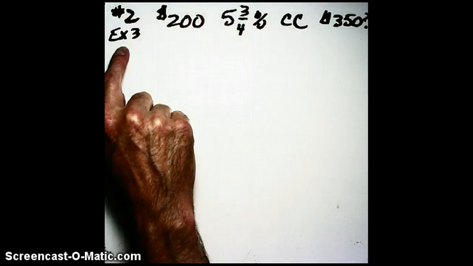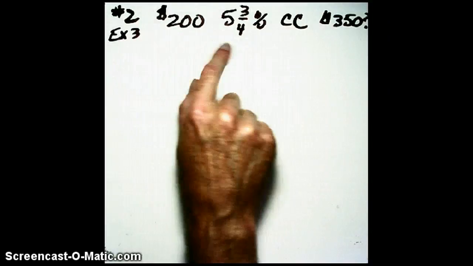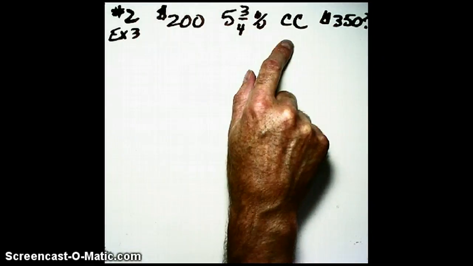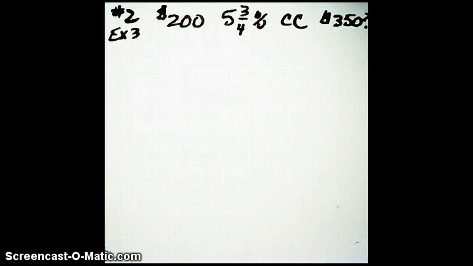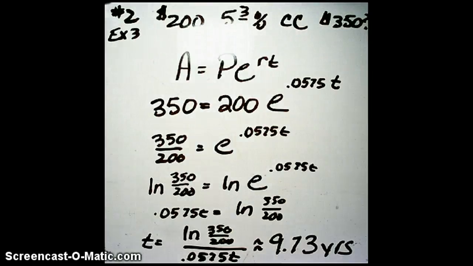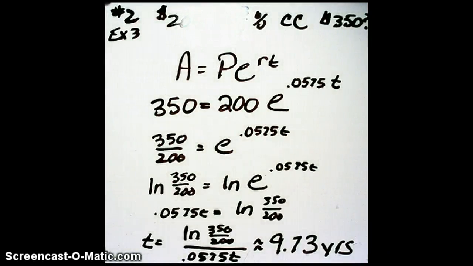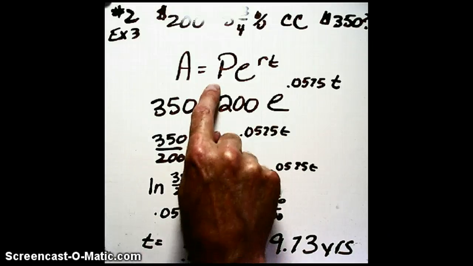Now here's a problem that seems to get some people. Again, we're in second reading, example 3. Have $200. Here's my interest compounded continuously. When will I make $350? Okay, so here's an answer to that problem. I'm going to have to use the PERT formula. Okay, so here you go, right here.